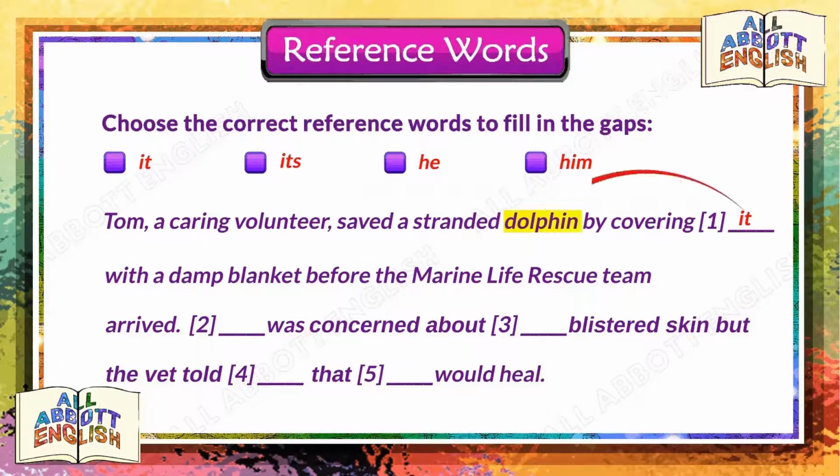It is a personal pronoun, which can be used as a subject, or an object. In this case, it is used as an object. Tom was covering it. He is a personal pronoun, used as a subject. Because it is the first word in the sentence here, don't forget to capitalize it. As a subject pronoun, he refers to the subject, Tom.